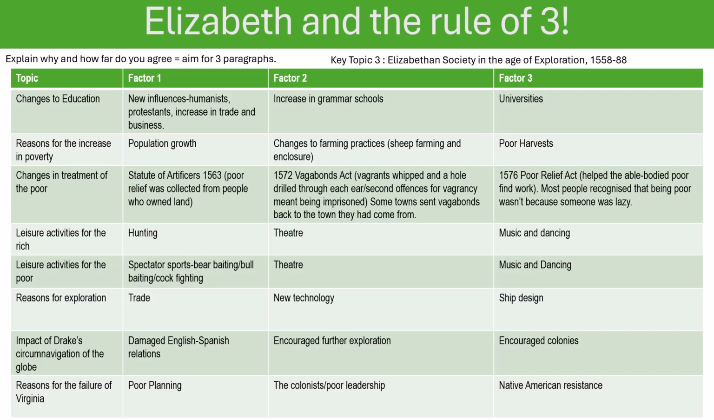There we go, so we've got our 3 factors for each. Please just be really careful when we've got treatment of the poor. We need to look at changes in treatment of the poor. That's what the exam specification says. So it's important that we know what is different. And overall, what is different there is that the government are classifying the poor. They're putting the poor into groups and they're distinguishing between those that they think are the lazy, the ones that could work and don't, and the ones that are in need of help. And that's what these laws are trying to support.